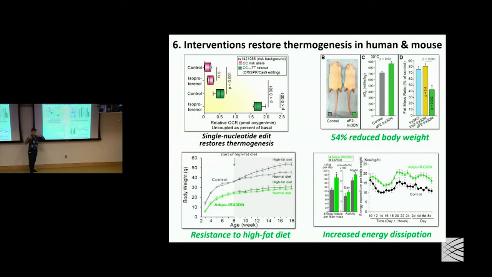That basically means that they're simply burning all these calories. They don't change their appetite. They don't change their exercise levels. Instead, they're burning more energy when they're awake, and they're burning more energy when they're sleeping.